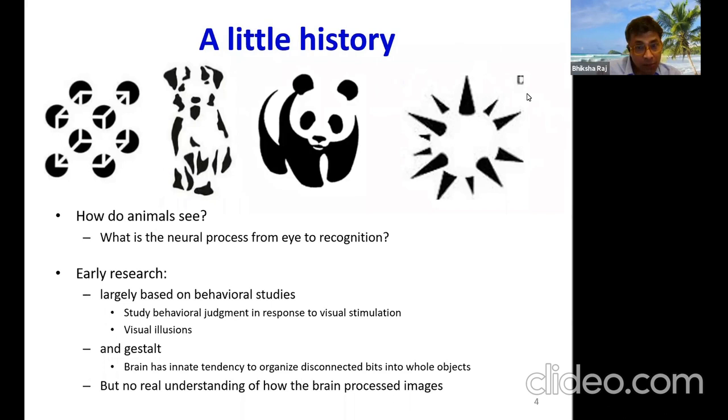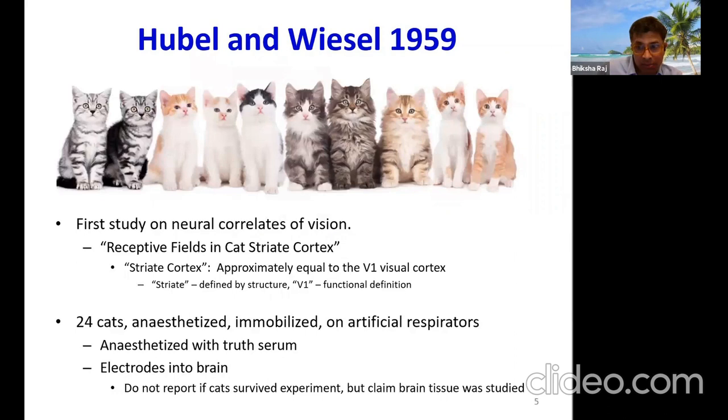So this kind of behavioral analysis was what much of the early studies on vision focused on. But such behavioral studies don't really get to how the brain actually forms these interpretations. And so the first significant work on understanding the biology behind vision was this work by Hubel and Wiesel in 1959, where they studied the neural correlates of vision. They studied the striate cortex of cats.